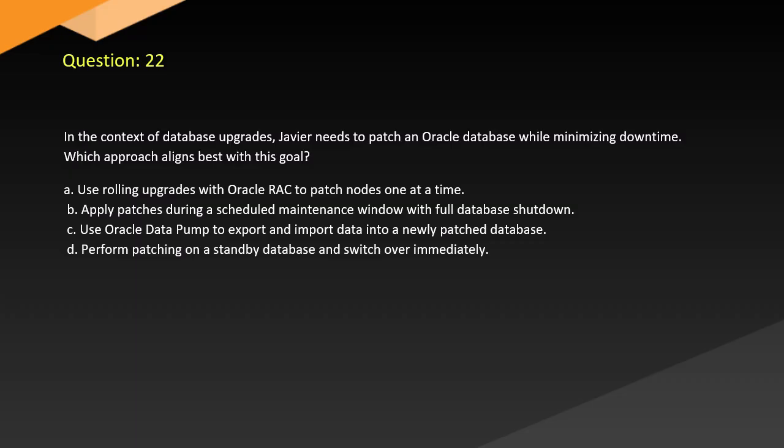Question 22. In the context of database upgrades, Javier needs to patch an Oracle database while minimizing downtime. Which approach aligns best with this goal? A. Use rolling upgrades with Oracle RAC to patch nodes one at a time. B. Apply patches during a scheduled maintenance window with full database shutdown. C. Use Oracle Data Pump to export and import data into a newly patched database. D. Perform patching on a standby database and switch over immediately.